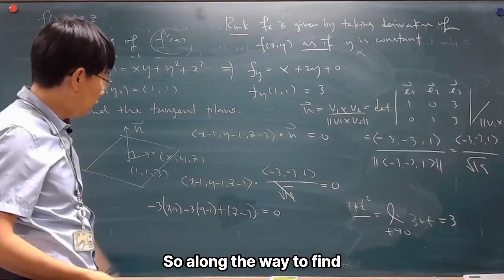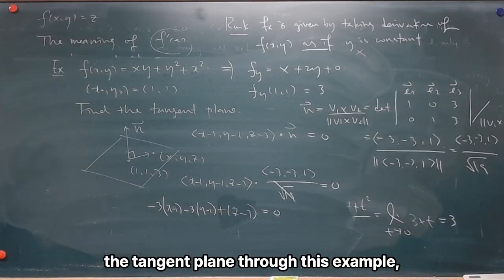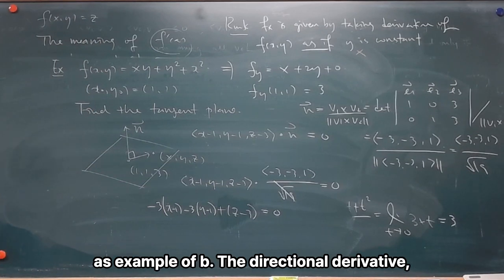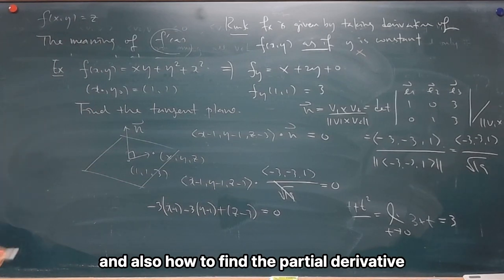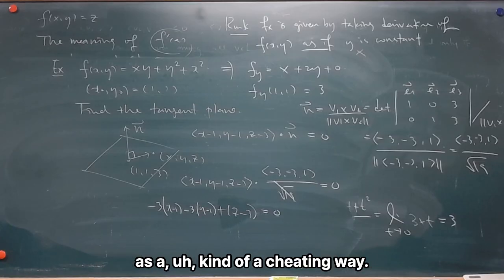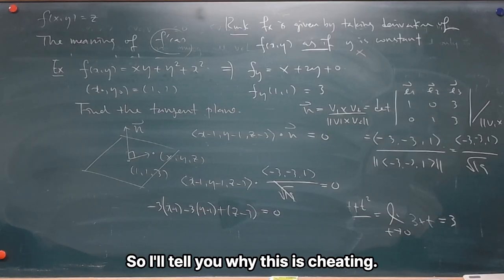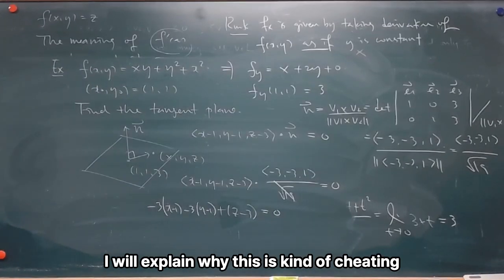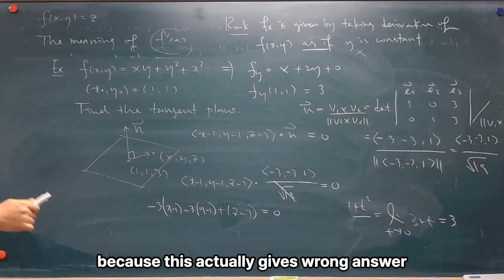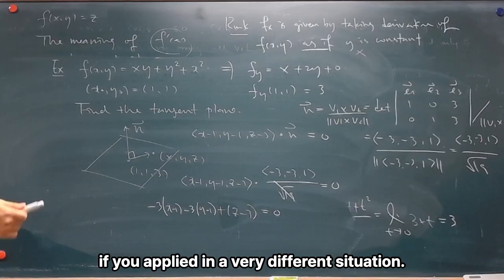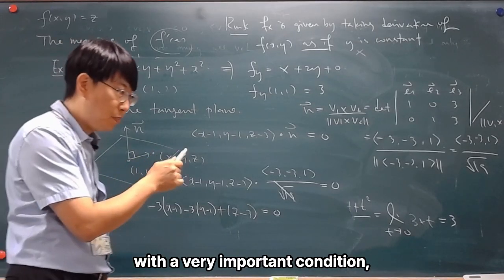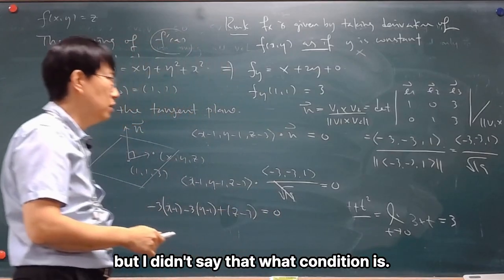So along the way to finding the tangent plane through this example, I also mentioned how to find the derivative as an example of the directional derivative, and also how to find the partial derivative as a kind of cheating way. I'll tell you why this is cheating. The remark I mentioned above, I'll explain why this is kind of cheating, because it actually gives a wrong answer if you apply it in a very different situation. This applies with a very important condition, but I didn't say what that condition is.